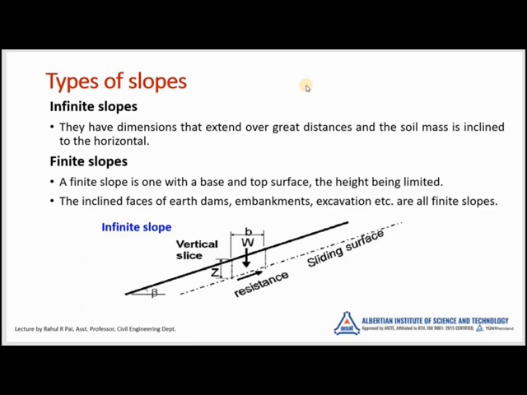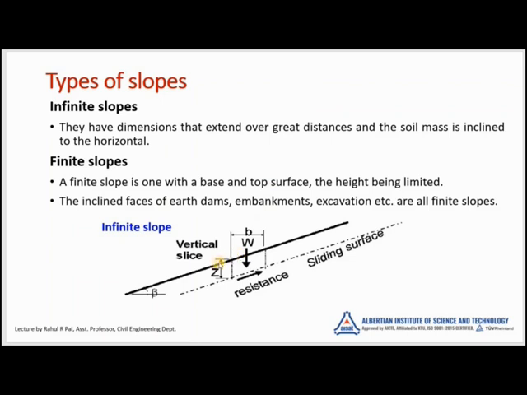In a finite slope, the difference is that you have a definite, limited height, and you have a base and a top surface. Whatever slope we construct for a highway embankment or railway embankment has a definite height, and there is also a base and a top surface for that slope. So all the man-made slopes are finite slopes.